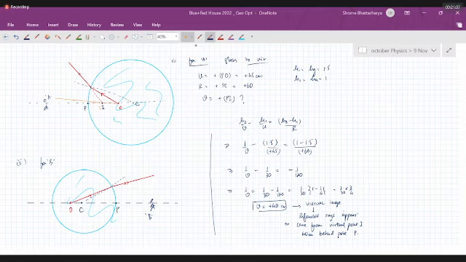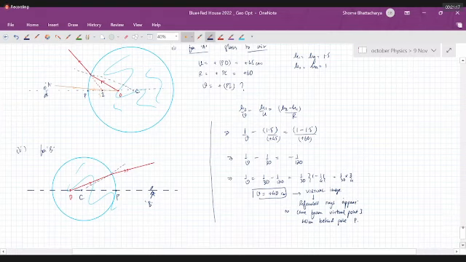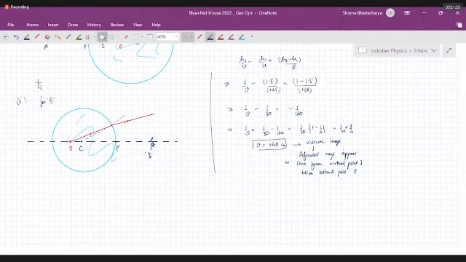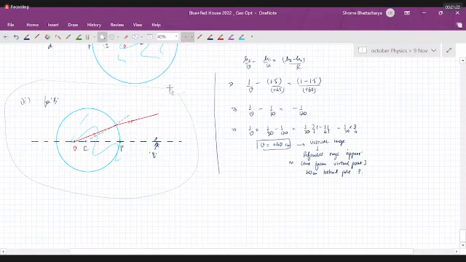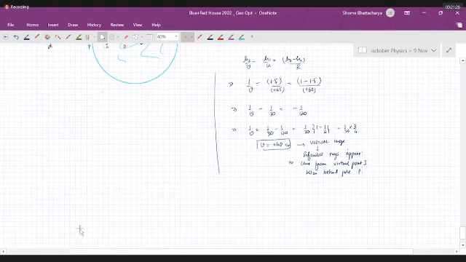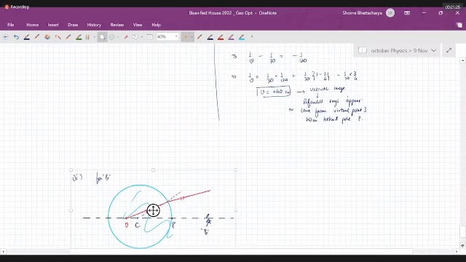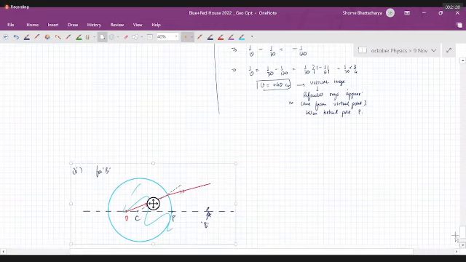Yeah, people, the answer will be, I think, 600 by 7. So yeah, 87, something like that. So anyway, the thing I want to concentrate on here is how we apply the sign convention correctly. So I'll just go through this carefully a little bit.